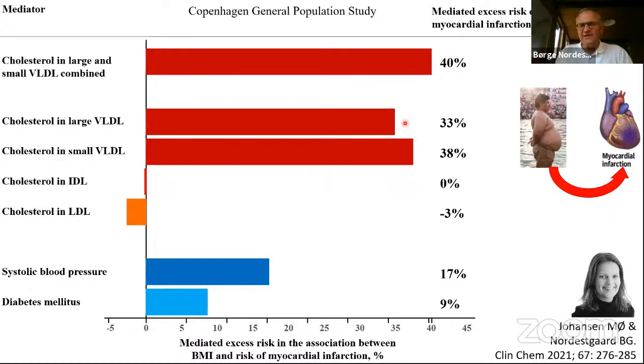If you split VLDL up in two fractions, it was similar fractions. But again, surprisingly, when people get very obese and thereby many of them having diabetes, it's not the cholesterol in IDL, it's not the cholesterol in LDL that mediates the risk of increased myocardial infarction, but VLDL cholesterol. Hypertension, systolic blood pressure, explained 17%, and diabetes explained 9%.